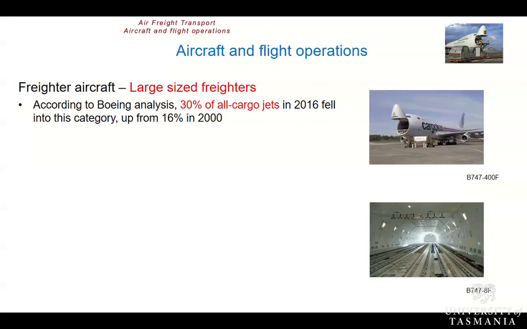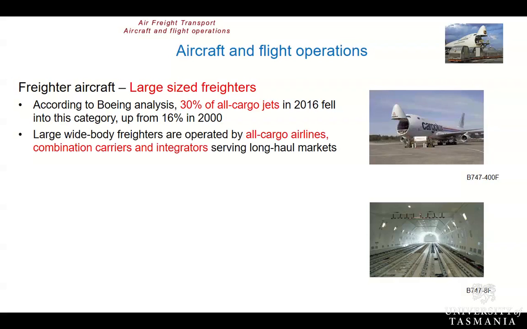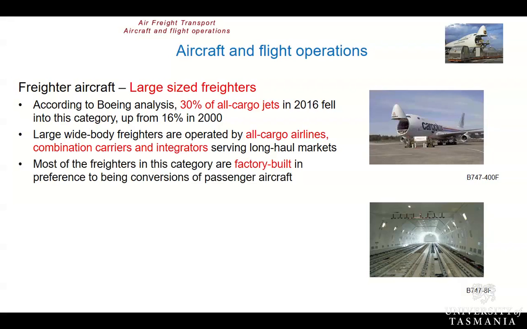Large size freighter is that third category. So we've got the standard, we've got the medium, and we've got the large size wide body freighter. And that takes up about 30% of all freighter aircraft. Large wide body freighters, as was the medium freighter, are used by integrators, all cargo carriers, and also combination carriers. So it's quite a popular type of freighter. Most of them though, which is quite different from the medium and the standard, are manufactured new, as a preference to being a conversion from a passenger aircraft.